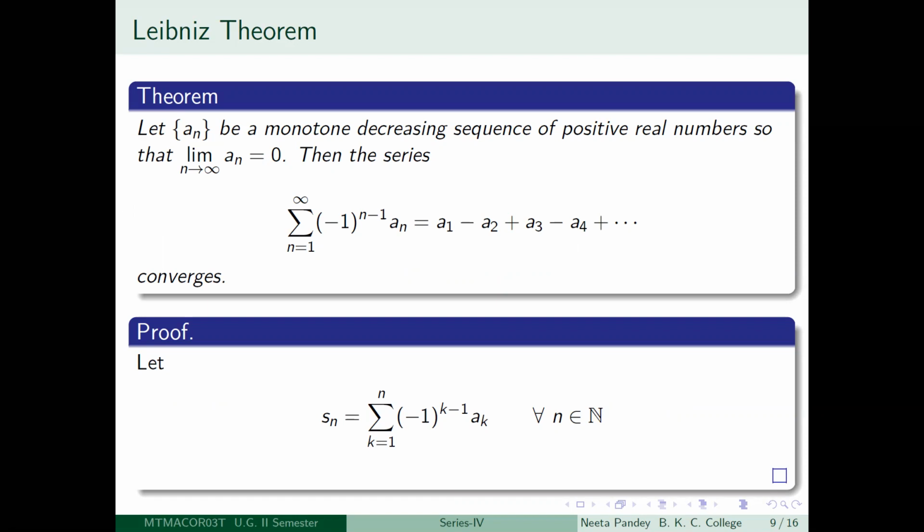Okay, so what we do is we call the nth partial sum of this series S_n. So S_n will look like the summation k equal to 1 to n of (minus 1) to the power k minus 1 into a_k, right? That is what we have.